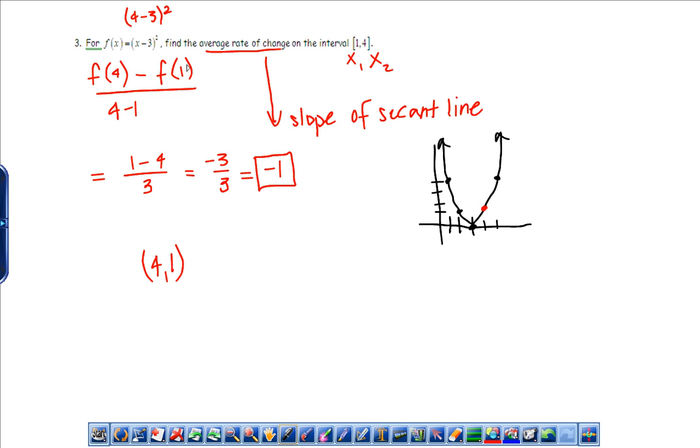If I plugged in a 1, I got 4. Here is my secant line according to this problem. If I were to find the slope of this, I should get -1. So I'm going to go down 1, 2, 3 and over 1, 2, 3. Rise over run, which is a slope of -1.